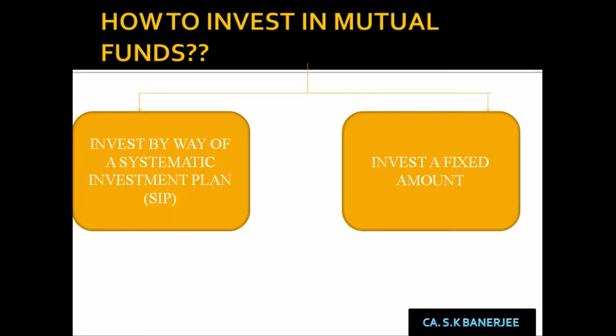Now, how can you invest in mutual funds? You can invest either by way of a SIP, which is a systematic investment plan, in which you invest a particular amount of money every month. The money can be any amount. It can go as low as 500 rupees. Or, secondly, you can invest a fixed amount. Suppose you invest 5,000 rupees or 10,000 rupees into a particular fund, that is a fixed amount investment. Or you can go for a systematic investment plan, that is investing a particular amount each month.